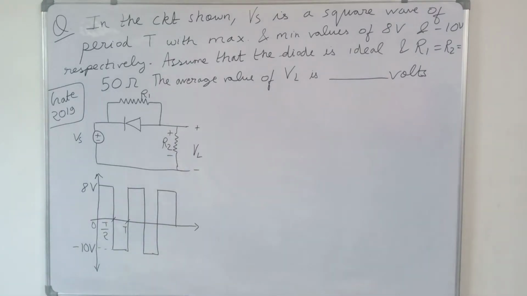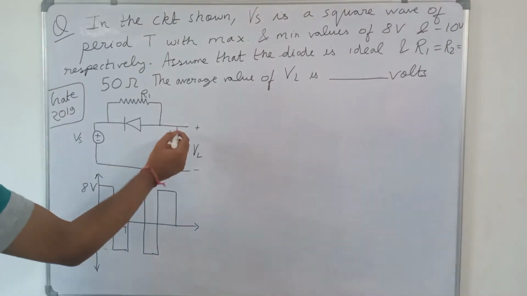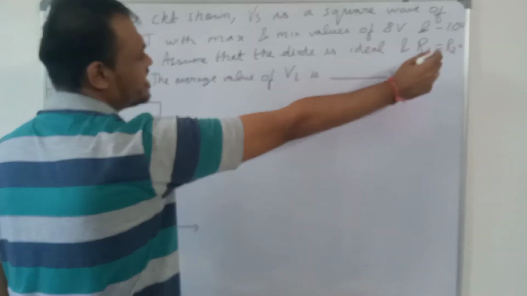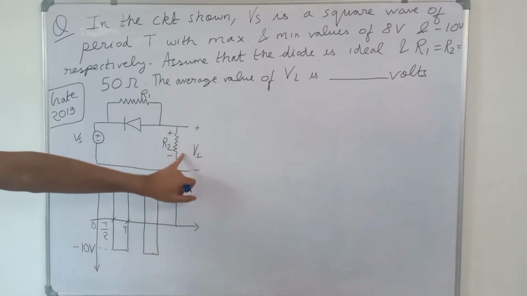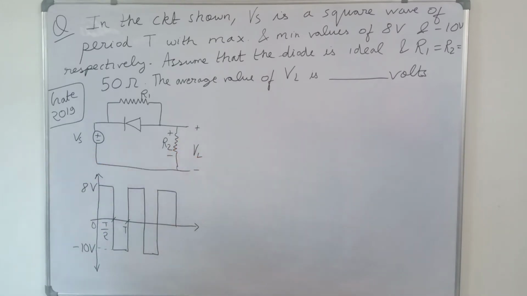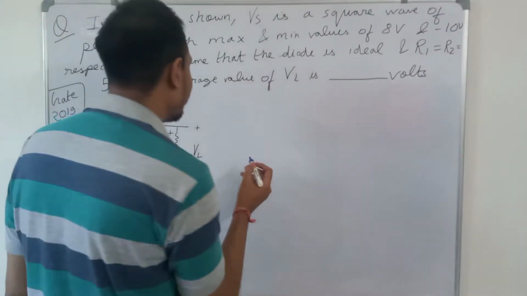Now we have to assume that the diode is ideal. So this diode is ideal and the resistances R1 equals R2 equals 50 ohm. So these resistances are equal. We have to find the average value of VL, that is, the average value of this voltage.